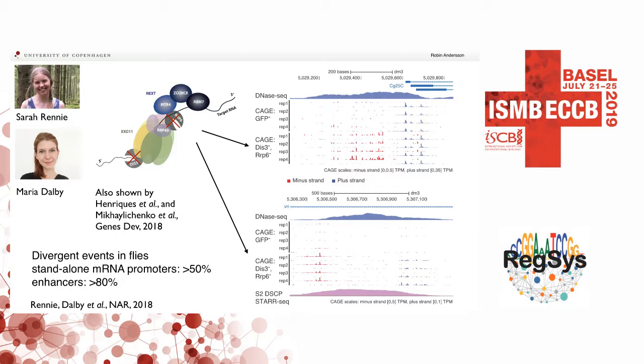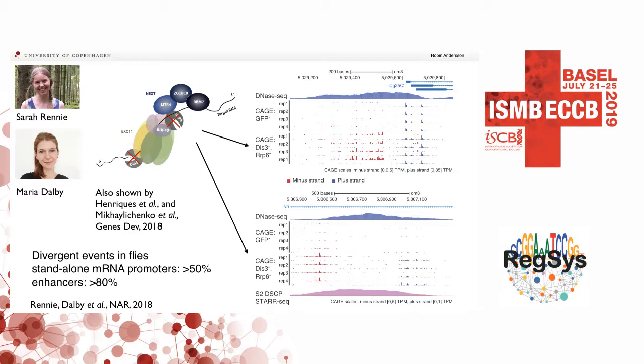So we also had a look at enhancers. So this is now a STARR-seq predicted enhancer from Alex Stark's lab. In the wild-type CAGE data, we basically don't see any transcription initiation. If we knock down the exosome, we can see this coming up, suggesting that there is actually divergent transcription happening at Drosophila enhancers as well. So we estimate that in flies, more than 50% of standalone mRNA promoters are divergently transcribed, and more than 80% of transcribed enhancers are divergently transcribed as well.